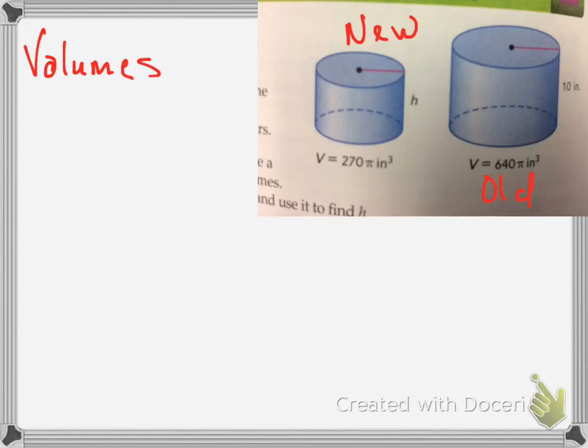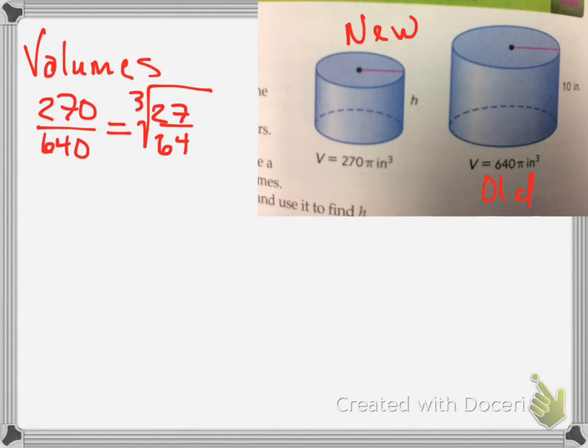So what does that mean? It means I'm going to go 270 over 640, and then I'm going to take the cube root of that. If you type that in the calculator, you get 27 over 64, but you're going to cube root that. When you do that, you get 3/4. You would multiply 3/4 by 10, and that would give you this height, which should be 7.5. So the answer here for this height is 7.5. That's really all that is.